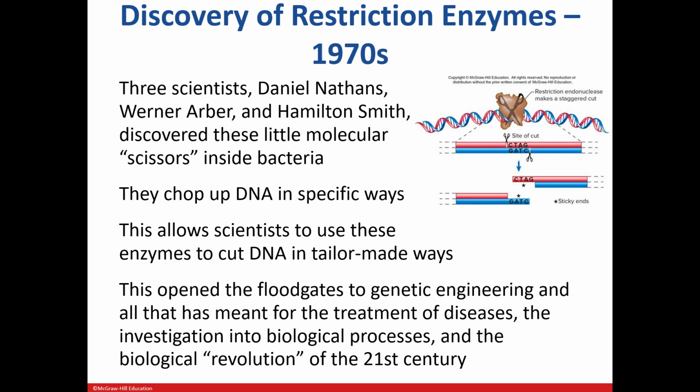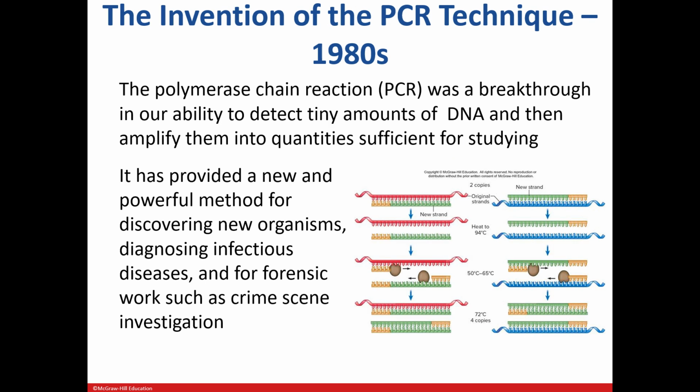Restriction enzymes were identified in bacteria and can be used to cut DNA at specific locations. They have been used in genetic engineering and medical interventions. The polymerase chain reaction came about in the 1980s and is a means to amplify DNA and make billions of copies. This is something we'll look at a little bit more in detail later as well.